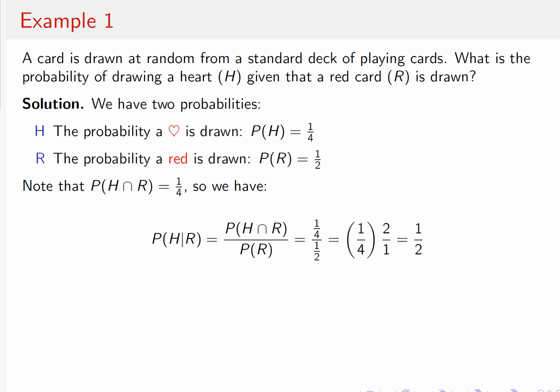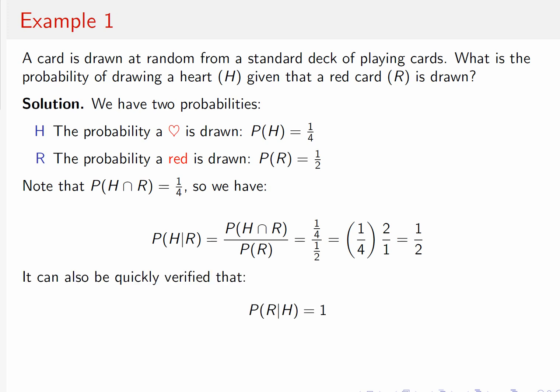Using the conditional probability formula, the probability of H given R is the probability of H intersect R, which is 1/4. So we take the 1/4 from here and substitute it right here. Then the probability of R is 1/2. We invert and multiply, and we get 1/2. Which makes sense. If we know that we've drawn a red card, and half the red cards are diamonds and half the red cards are hearts, then the probability being 1/2 makes total sense intuitively.